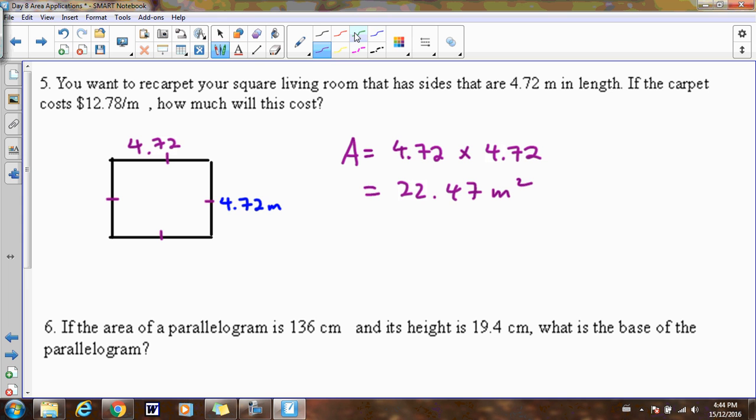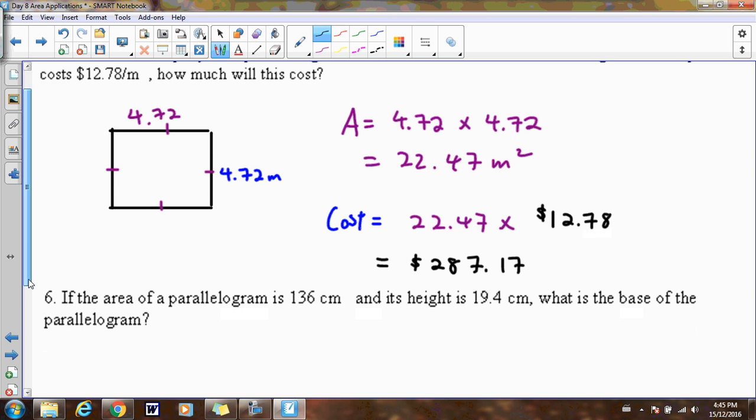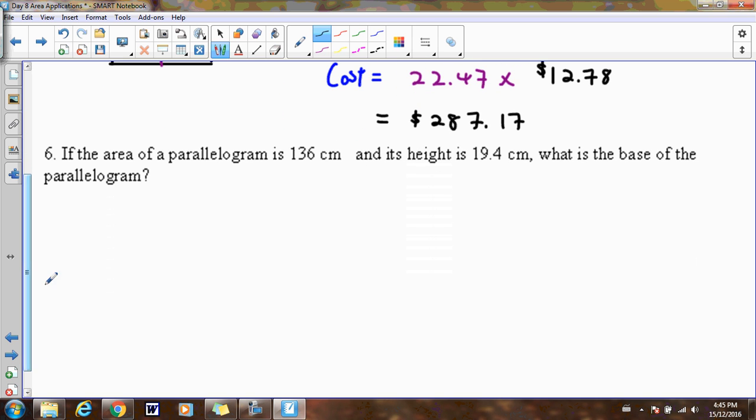Now, to find the actual cost, all we have to do is take the area that we just calculated, 22.47, and multiply that by the cost per meter, which is $12.78 per meter. If you do that, you should get the answer $287.17. Okay.